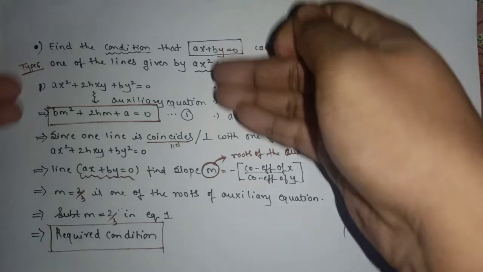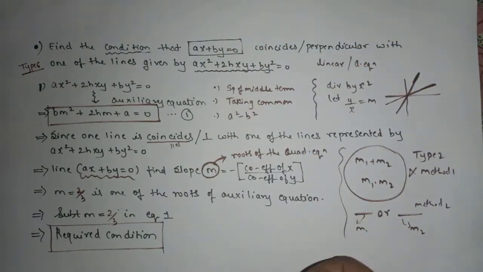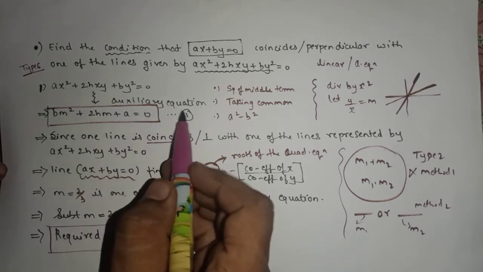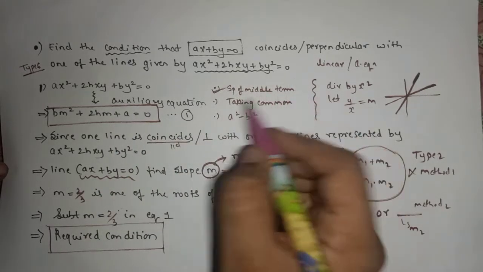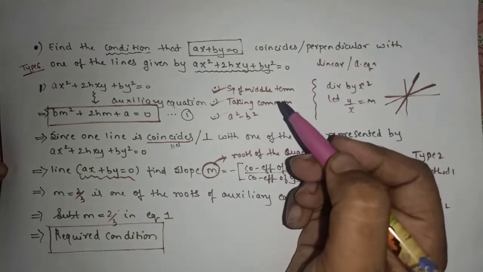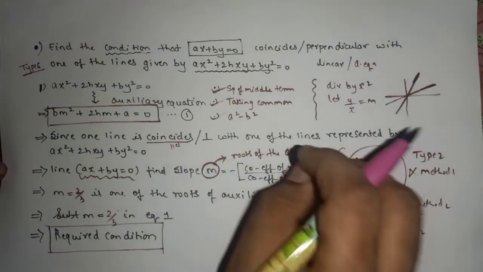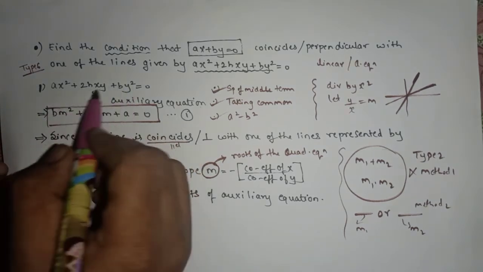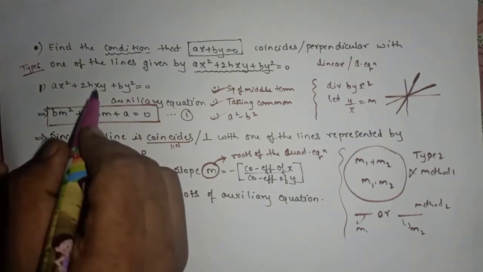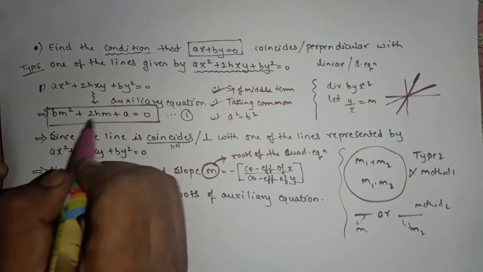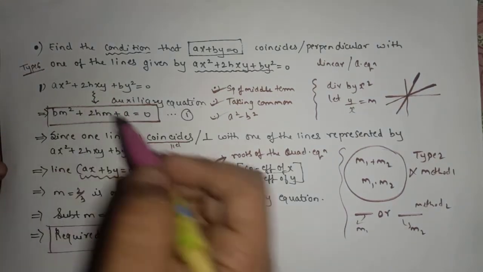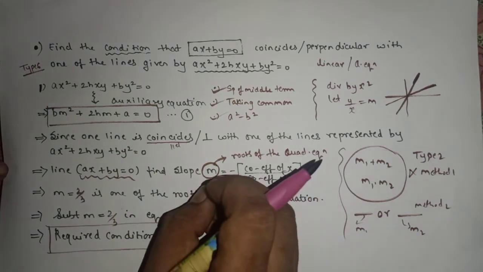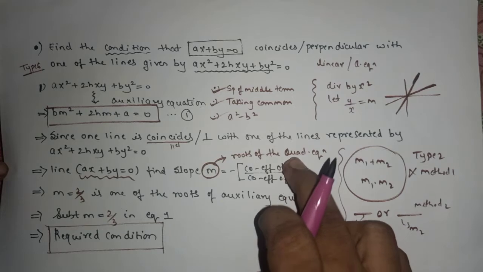So these are the steps which you have to follow. As we know, we convert a given equation into auxiliary form when we cannot do splitting of the middle term, taking common, or a square minus b square. So step number 1, you have to check first whether we can do the splitting, taking common, or a square minus b square. After that only we convert the given equation into auxiliary. Understood? As we know, m stands for slope, but in the auxiliary equation m is also known as the roots of the quadratic equation.